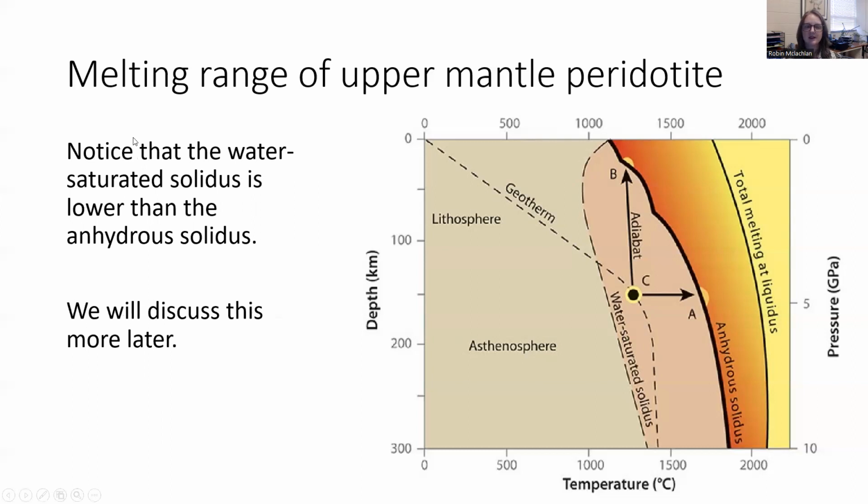I also want you to notice that, again, there's two soliduses. One is a water-saturated solidus, and one's an anhydrous, meaning no water, solidus. And notice that when rock is saturated in water, it has a lower melting temperature. So it's easier to melt rocks when they contain water than it is when they're dry, they're anhydrous. And we're going to discuss why later.